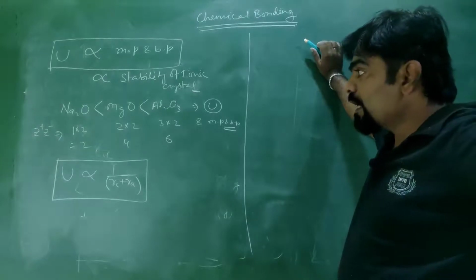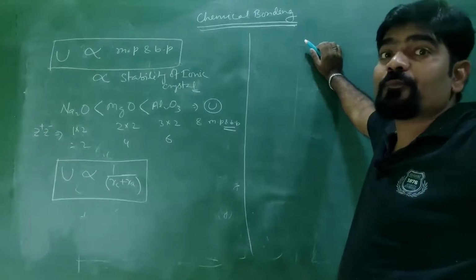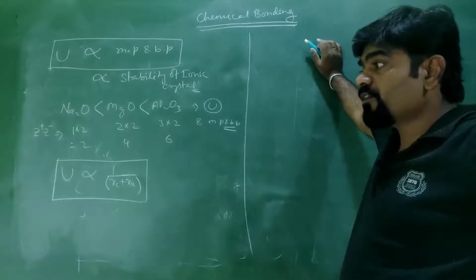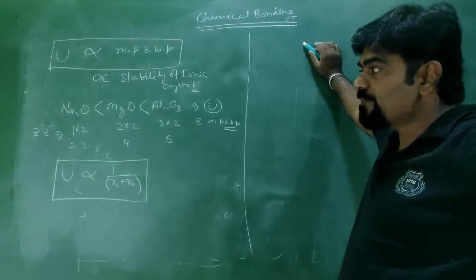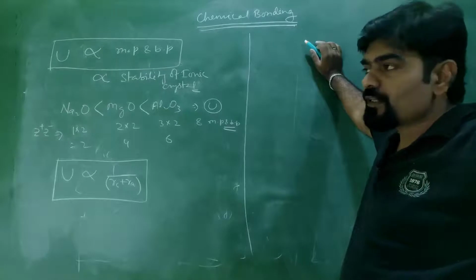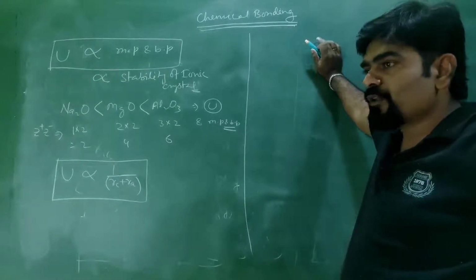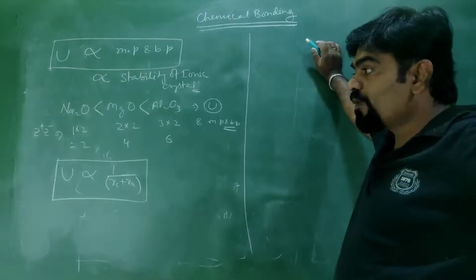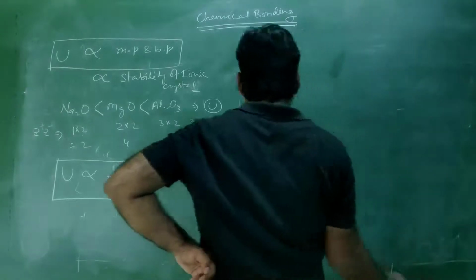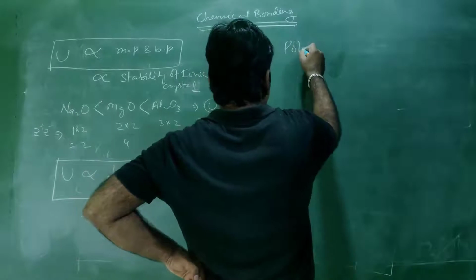Some of the ionic compounds which are insoluble in water but soluble in organic solvent can have their solubility explained by using polarization. That is, the higher the value of polarization, the lower will be their solubility. Polarization stands for their covalent character. So now we will discuss polarization.